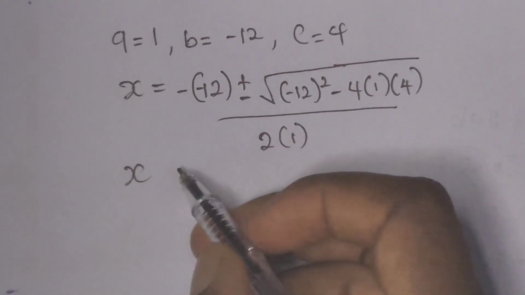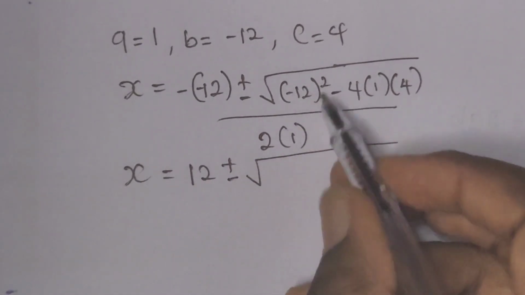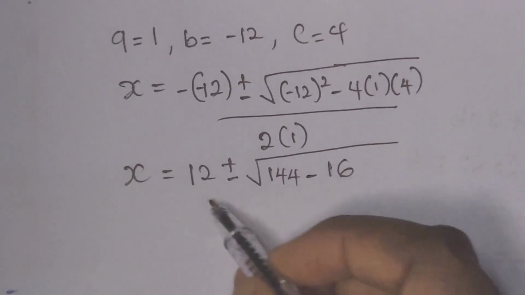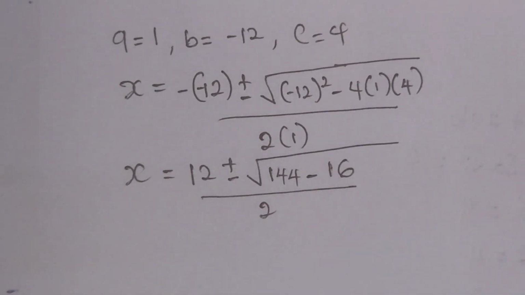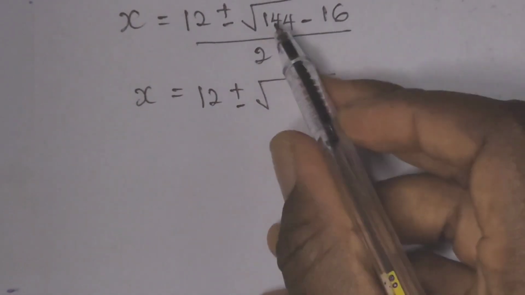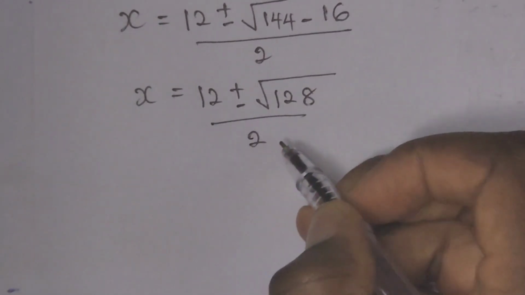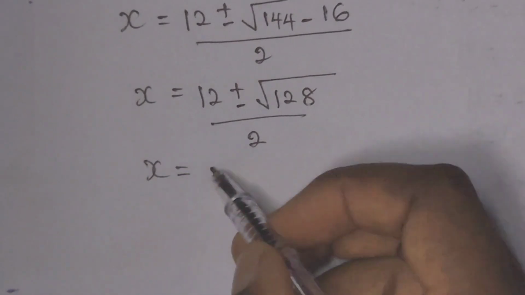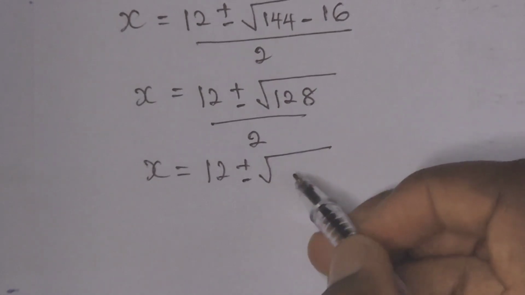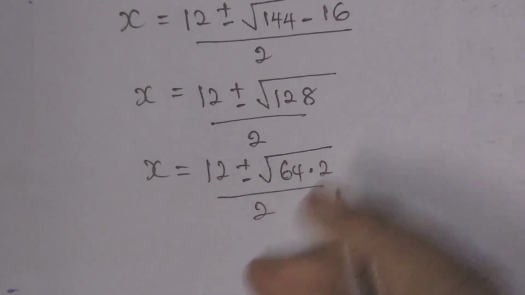So this becomes x equal to 12 plus or minus square root of 12 to the power of 2 is 144 minus 4 times 4 is 16, all over 2. So we have x equal to 12 plus or minus square root of 144 minus 16, we have 128, all over 2. So x is equal to 12 plus or minus square root of 128, which is the same as 64 times 2, all over 2.